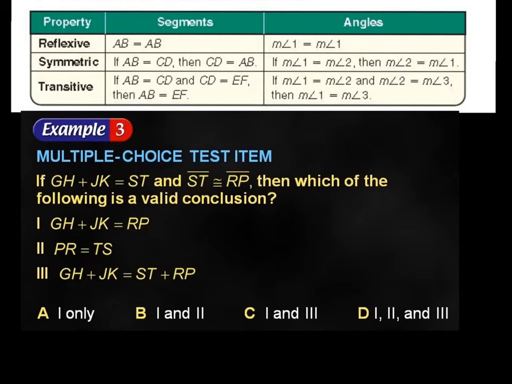If GH plus JK equals ST and segment ST is congruent to segment RP, then which of the following is a valid conclusion? GH plus JK equals RP. Sure. That's just a nice substitution because the length of RP is equal to the length of ST. PR equals TS. Yes, congruent segments have the same measure, so that one works. GH plus JK equals ST plus RP. No, you can't just add RP to one side, so no. So our choice is going to be B. 1 and 2 work, 3 does not.